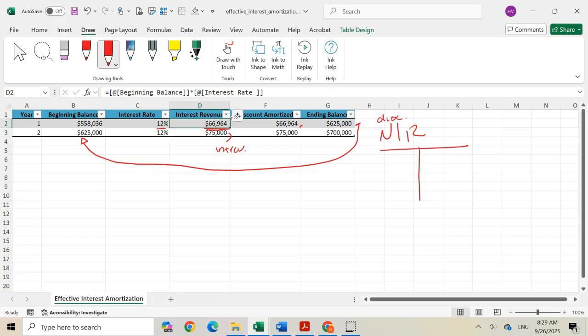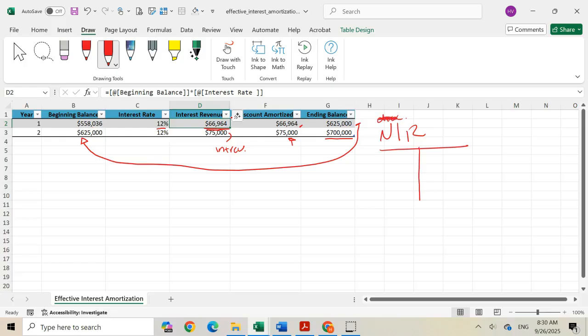So the interest revenue on long-term notes receivable is not the same from year to year, because you're always multiplying it by the net book carrying value of the receivable. So in this case, in year 2, our interest revenue will be 75,000, and we'll amortize the discount by 75,000, and then our ending receivable will be this full 700,000.